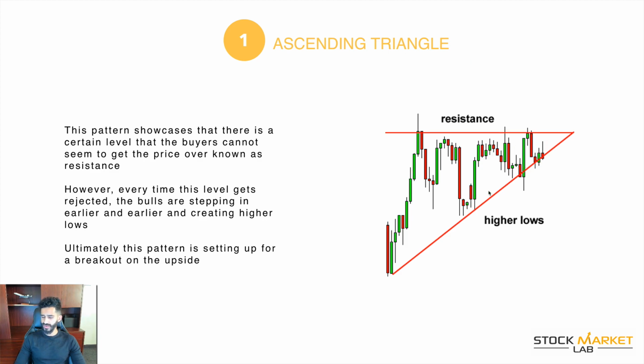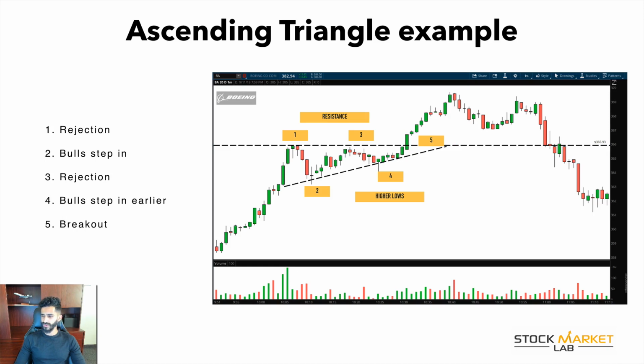Now let's look at some examples. If you look right here, we have an ascending triangle example. The stock goes on an uptrend, takes a break, gets rejected. It pulls back, buyers step in. It goes up again, gets rejected at the resistance level once again. Buyers step in. Now if you notice from 2.2 to 0.4, what happens? Buyers step in higher.